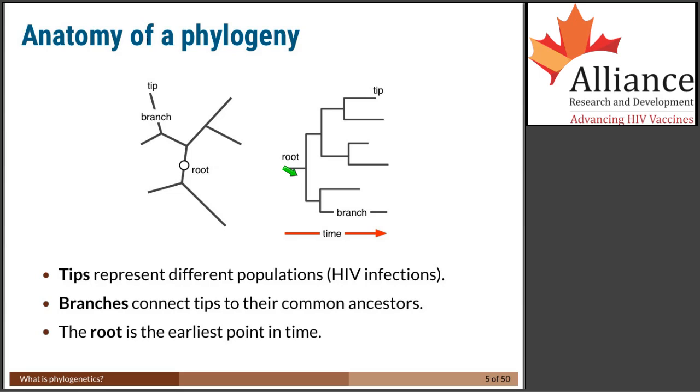In this type of visualization, though, we are asserting a hypothesis about where the root is located. This is the same type of tree, only now the tips are arrayed on the right side. This implies that time is flowing from the left to the right of the diagram. As these branches connect the tips to their common ancestors, they eventually converge to the root.